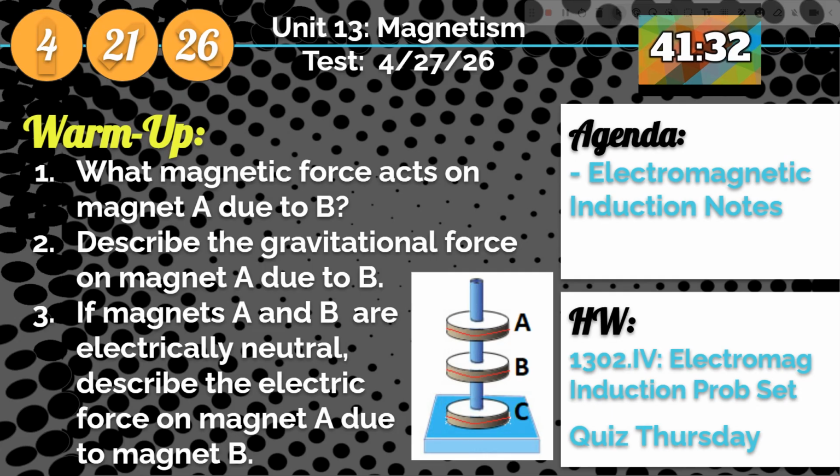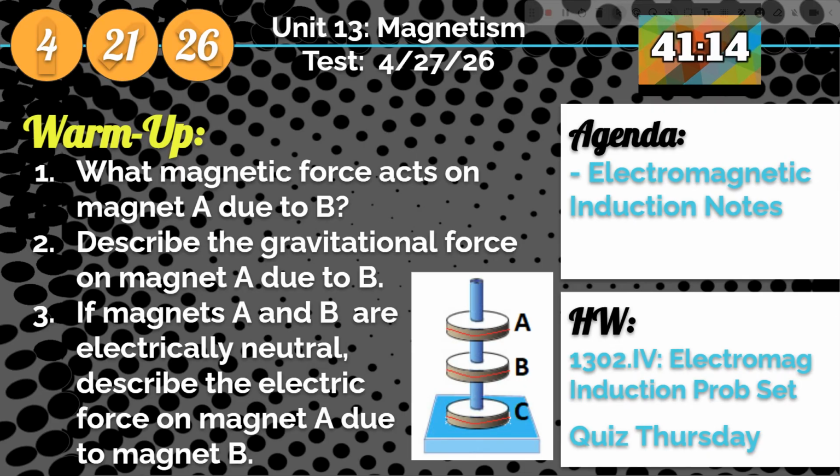That means the bottom part of magnet A has to have the same polarity as the top part of magnet B. Maybe it's two souths facing each other, or maybe it's two norths facing each other, but that's what we have there. The second question I put in here because some of you were missing this in the assignment yesterday.